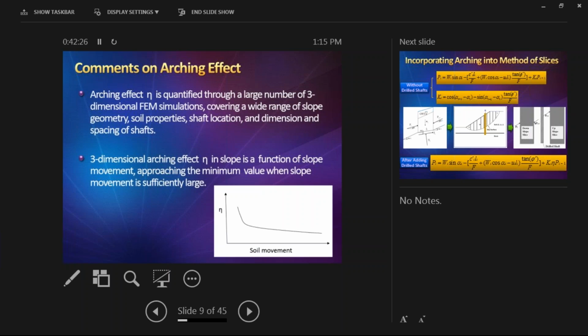Typically, the eta factor, or load transfer factor, is a function of the relative soil movement between the soil particles in between the shafts and the soil particles behind the drill shaft. And it usually takes about some centimeters, or close to half an inch of movement, to get the smallest eta factor, and then it becomes fully mobilized. So the load is reduced a lot once the eta factor is small.